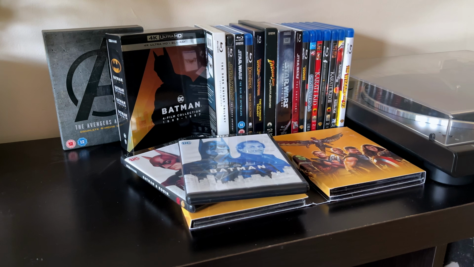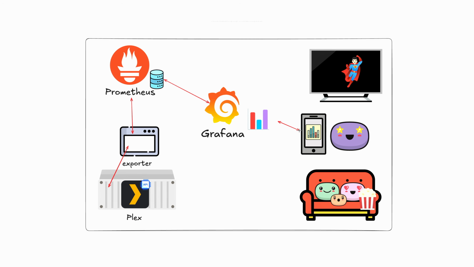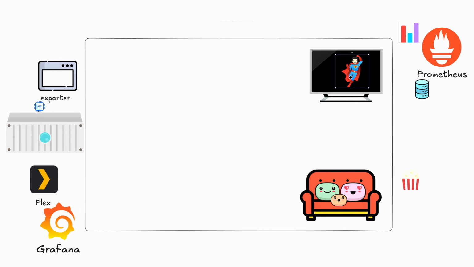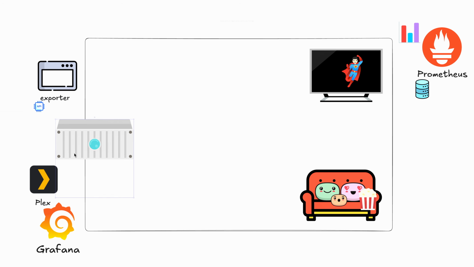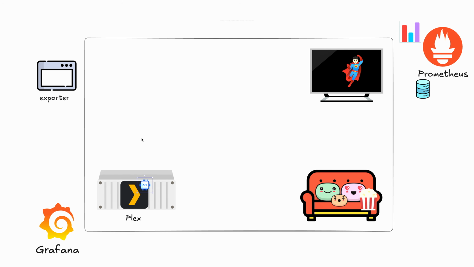So you've built up your media collection, now let's make sure that your Plex server keeps it smooth. Here's the stack we'll be using to make this all happen. Let's kick things off with a quick review of the stack, just in case you're new or need a refresher. So Plex is our media server. It has an API that exposes activity like current streams, and we're going to tap into that.